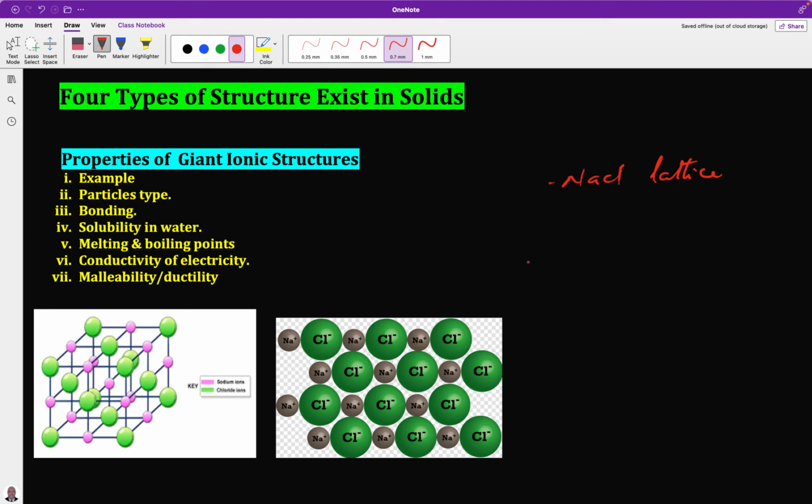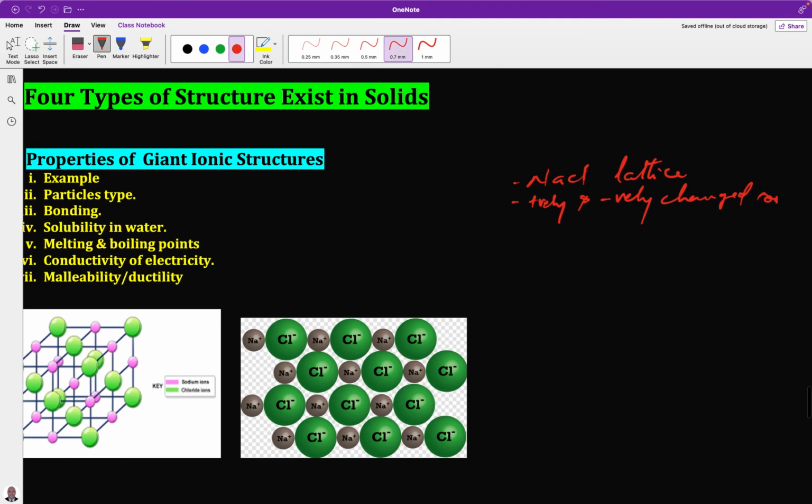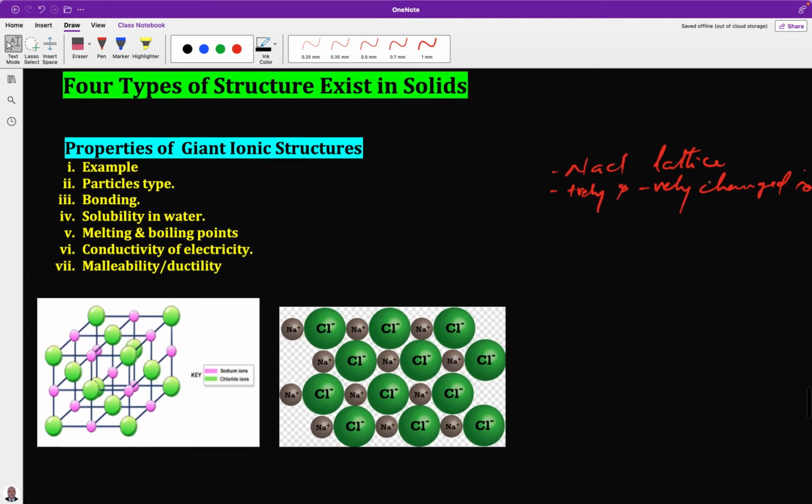And what are the types of particles present here? Of course, the particles present in this lattice are ions. They are positively and negatively charged ions.